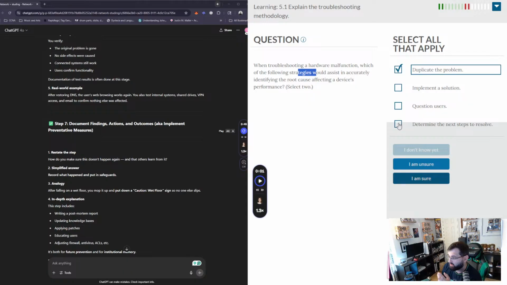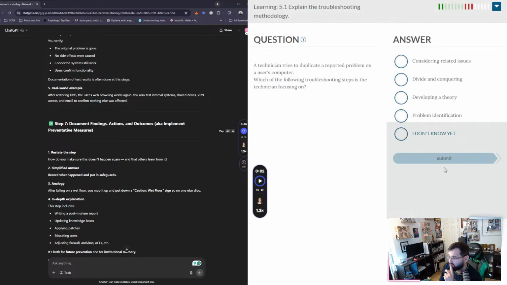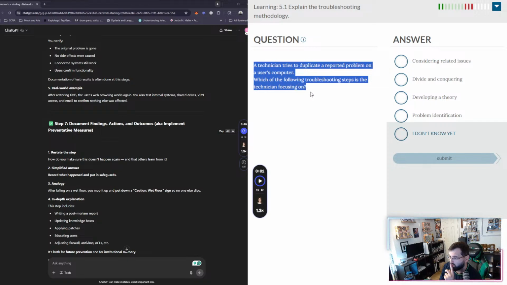Questioning users isn't going to do it. So determine the next steps to resolve. I'm going to say I'm sure. I swear to God, if it's questioning users, your boy's not doing good.